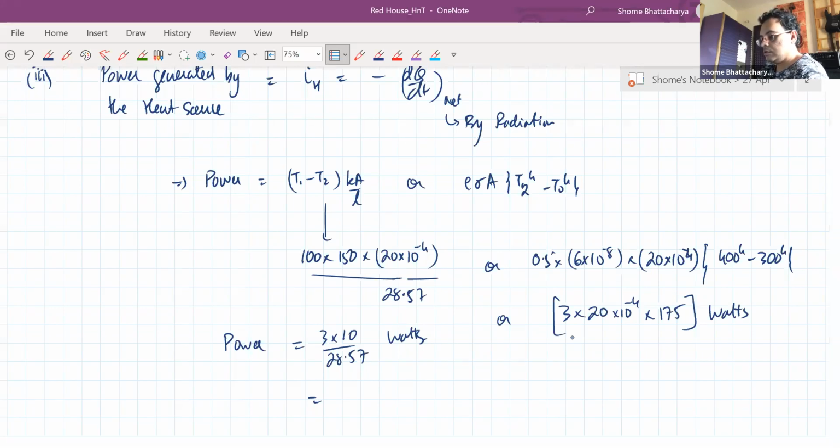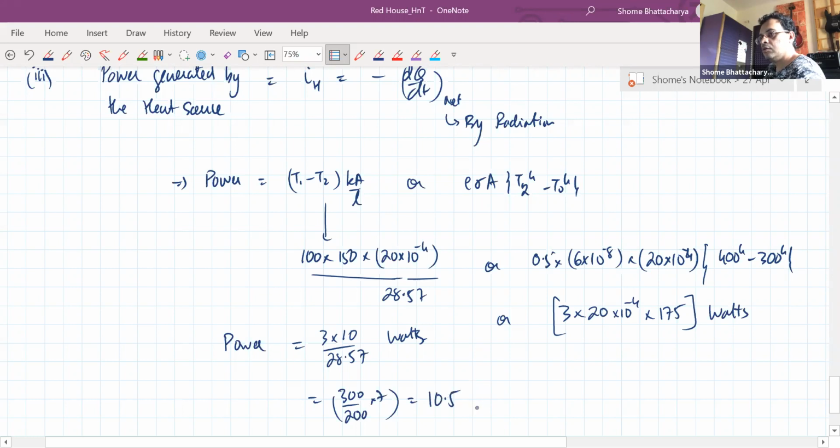So we can write 28.57 as 200 by 7. Yes, sir. 200 by 7, right? We can write that easily. So this is 300 divided by 200 by 7. So 1.5 times, so this will be 10.5. So 30 by 200. Sorry, 30 by 200. 1.05 watts. Correct? Yes, sir. Or joules per second.